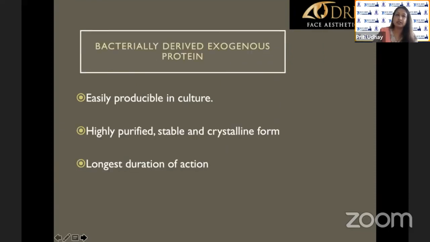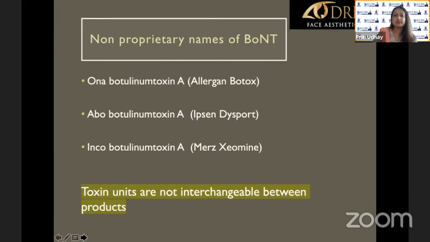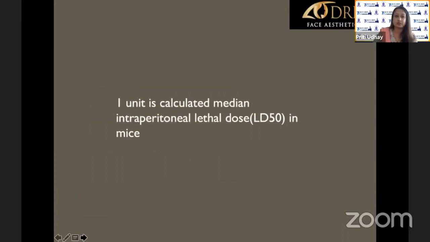Which is the most potent and lasts the longest. And it is a protein which is purified, stable, and in the crystalline form. We no longer refer to it as Botox, because now we know that there are other products like Dysport and Xeomin available in the market. And therefore, we like to use non-proprietary names in the aesthetic literature, like onabotulinum toxin for Botox, abobotulinum toxin for Dysport, and incobotulinum toxin for Xeomin. And you must remember that the toxin units are not interchangeable in these products. So if you're using 20 units of Botox, it may not be equal to 20 units of Dysport.